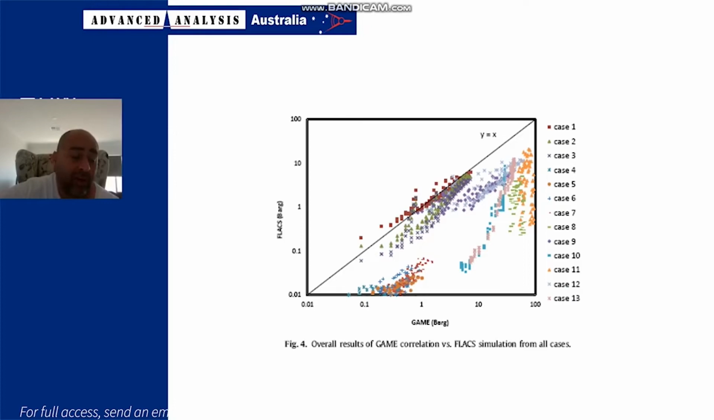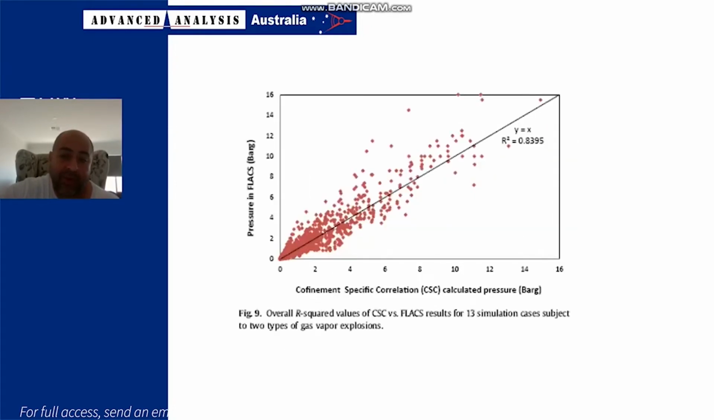By comparison, one of the PhD students out of UWA came up with a much better method. Again, it's an analytical estimate, but this is how it compares to CFD. It's been compared over about 3,000 cases, two sets of 1,500 cases. And you can see here, the R squared was about 84%. And so this method is what is used for gas explosions as the source.